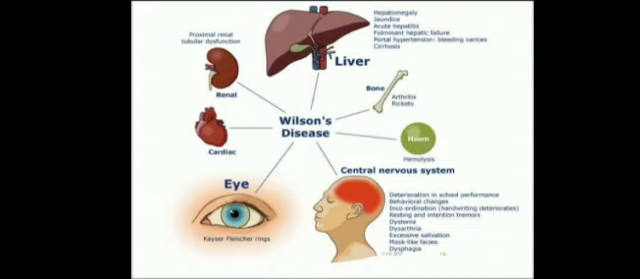In the eye, it results in Kayser-Fleischer rings, that is, it forms a brown ring around the iris due to the deposition of copper in the corneal edges. And it results in cardiac failure as well as proximal renal tubular dysfunction due to copper intoxication.